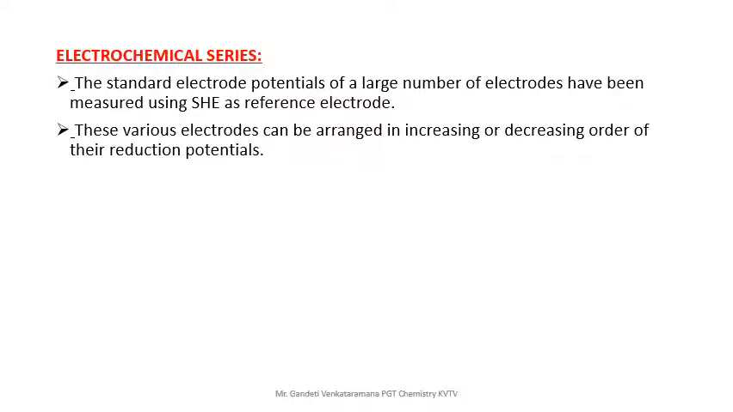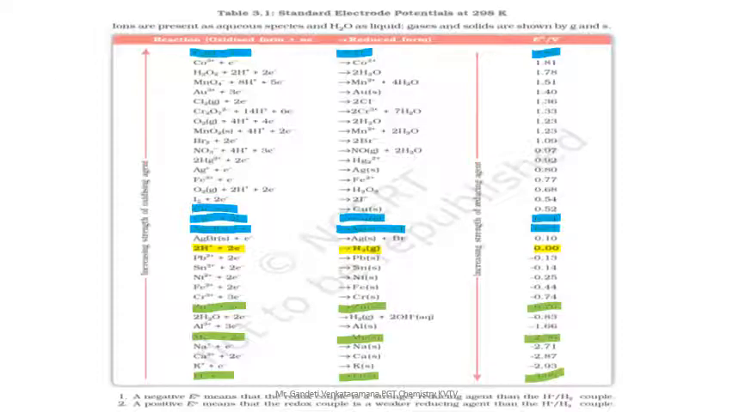These various electrodes, whatever the measurements we are getting, can be arranged in increasing or decreasing order of their reduction potentials. So we are using here only reduction potentials. Clear? Electrode potential is universally accepted as reduction potential. Standard electrode potentials at 298 K. 298 K is the room temperature.